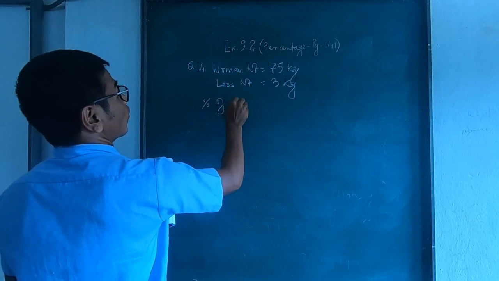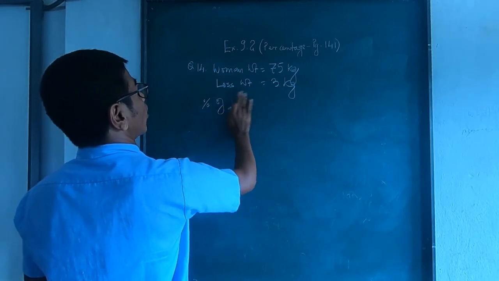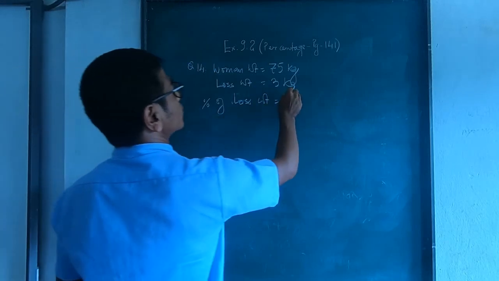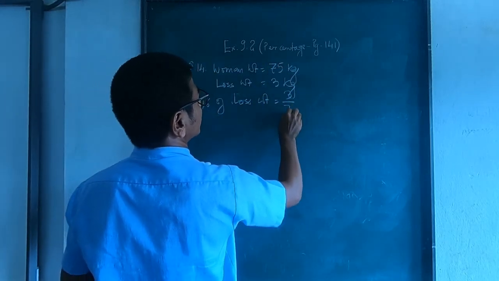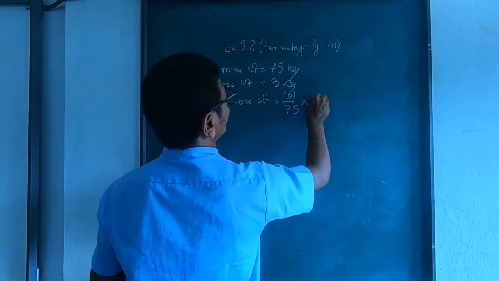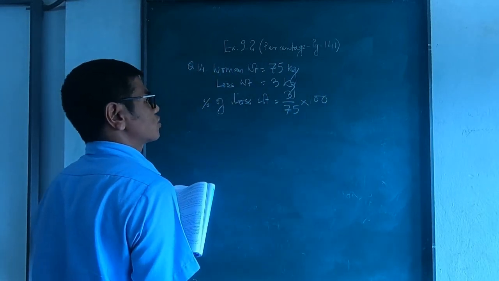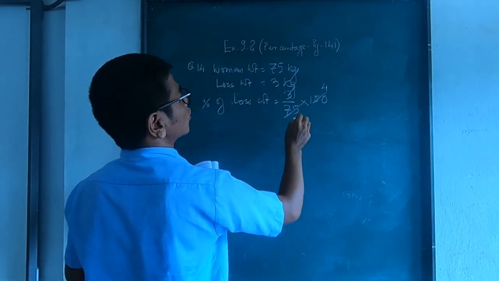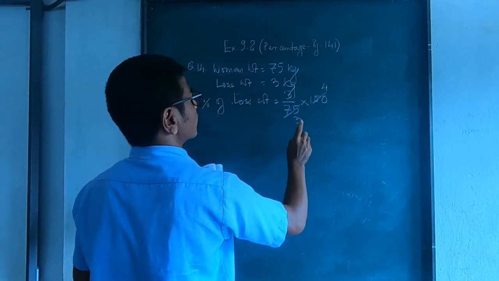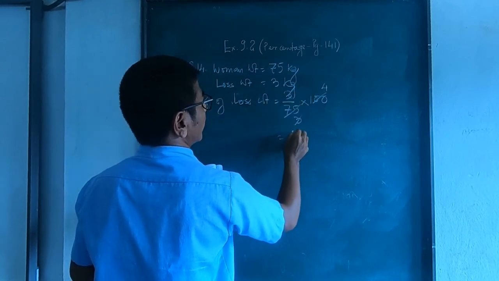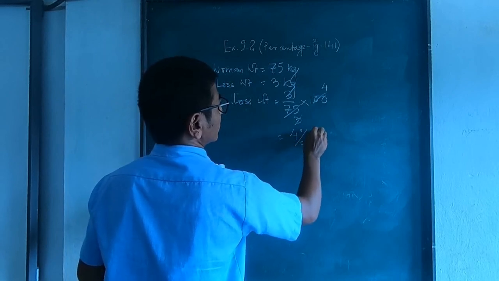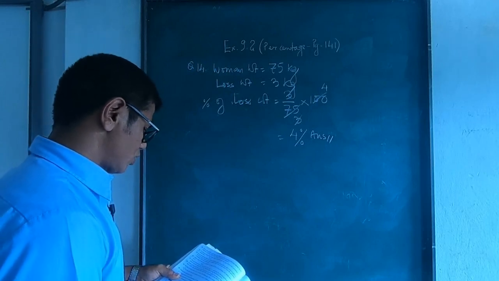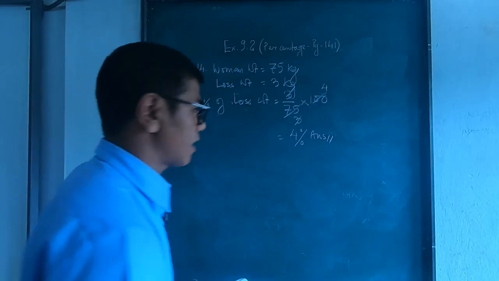Percentage of weight loss. What is the loss? 3. What is the total? 75 into 100, because we are making percentage. Now, we know 25, 4 is 100. 25, 3 is 75. 3, 3. So the weight loss is 4%. That woman lost 4% weight. That is our required answer.